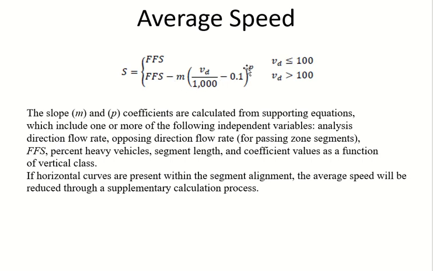In this equation, you have M and P. This is where I have shortened the procedure. M and P have their own set of tables, so we are not looking at those tables. We will take M and P from me. I will give you M and P values. If you want to see the tables, go to the Highway Capacity Manual and have a look. Otherwise, in the exam, I will give you directly the values of M and P. M is called slope, P is called coefficient. Slope of speed, coefficient of speed.